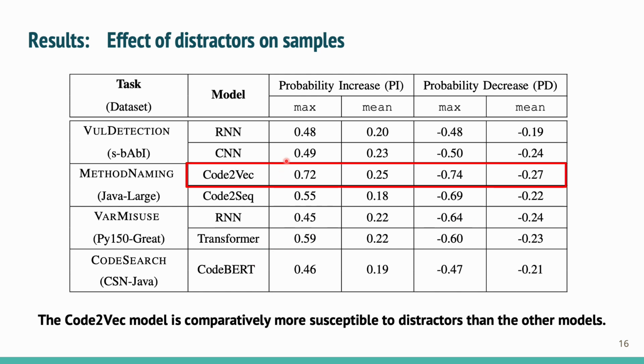On comparing the models' probability increase and probability decrease values across different models, tasks and datasets, we can observe that the CodeBERT model has the highest max and mean value for both probability increase and probability decrease. On average, the CodeBERT model is comparatively more susceptible to distractors than the other models in our experiment.